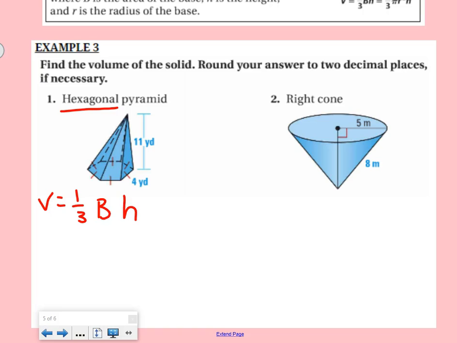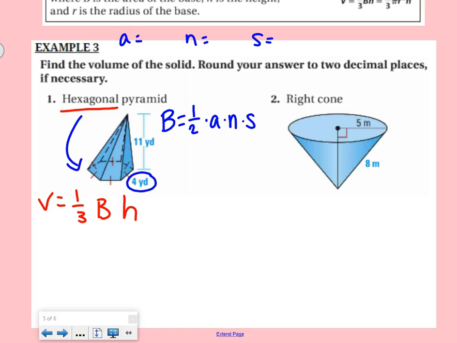To find the area of the base, when it's a regular hexagon, we have to go back to what we did in 11.6, where the area of our base is 1/2 times the apothem times the number of sides times the side length. We need to find those 3 things: the apothem, number of sides, side length. If we look at our diagram, we know the side length is 4. We know it's a hexagonal pyramid, which means the number of sides is 6. We just need to solve for that apothem.